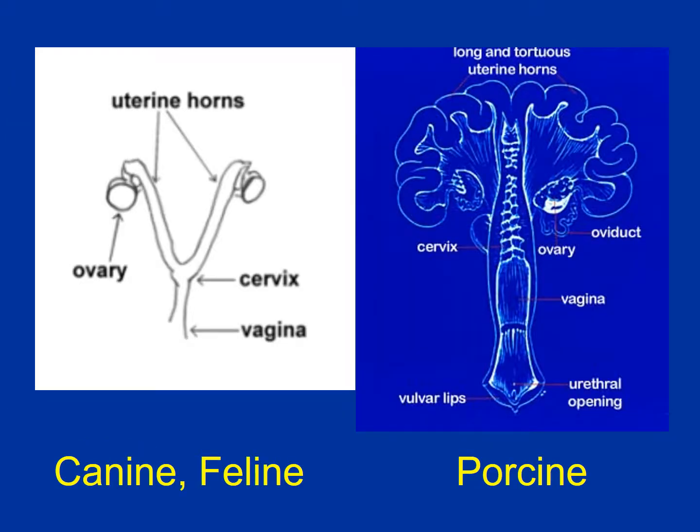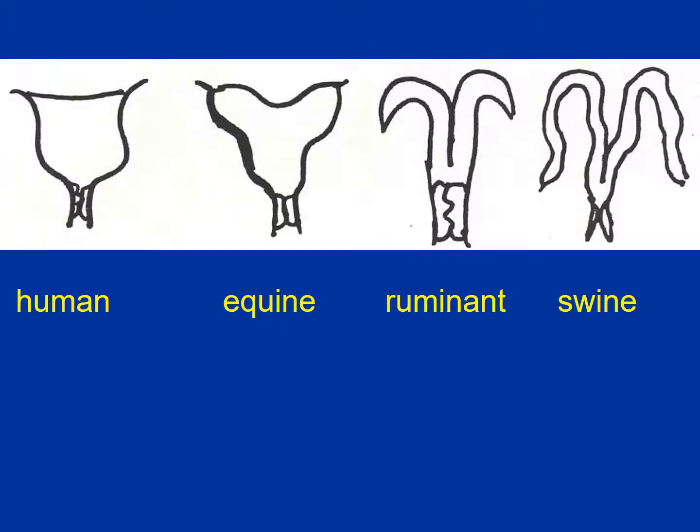Litter-bearing species are going to have these longer uterine horns, and a very small body of the uterus. So here are the uterine horns of a pig, and at time of pregnancy, the developing fetuses are going to be spread out evenly throughout these uterine horns. Here's a rough schematic drawing showing the differences in the length of the uterine horns between the different species.